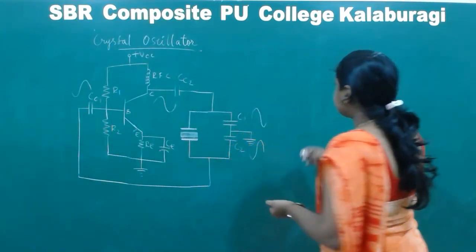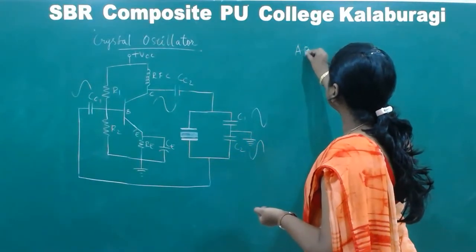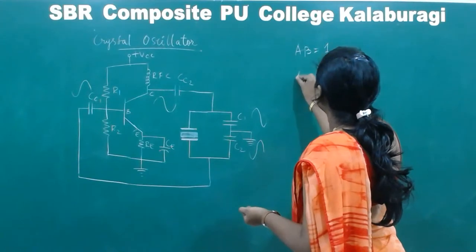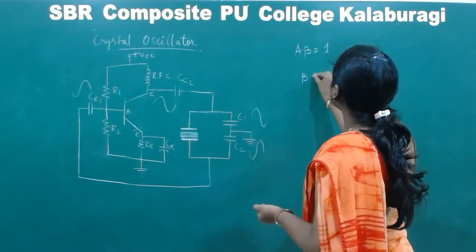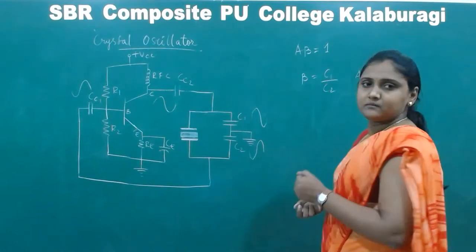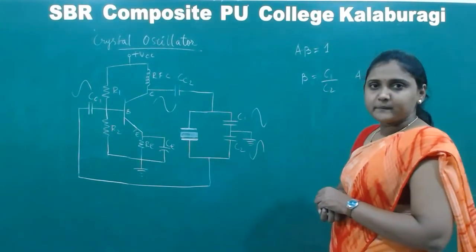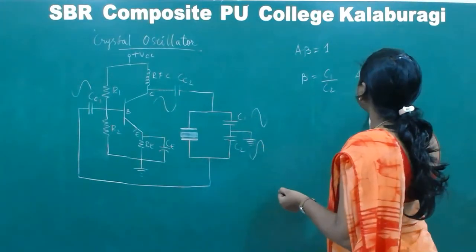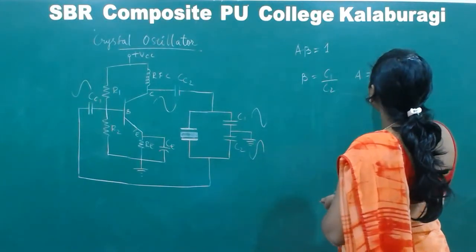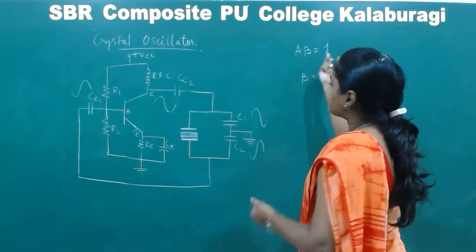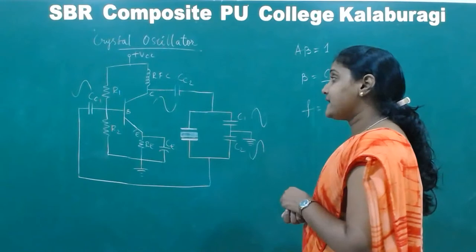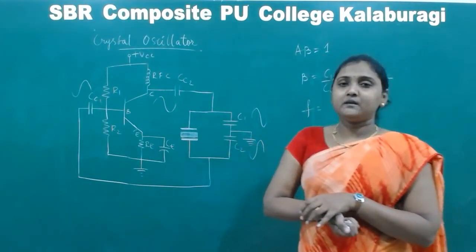Now, the other condition is that the loop gain A beta is equal to 1. To obtain this, the crystal oscillator has to be designed with a feedback factor of C1 by C2 and a gain of C2 by C1. Here it is just like a Colpitts oscillator. So C1 by C2 is beta and C2 by C1 is A, and the product of these two has to be 1. Clear?